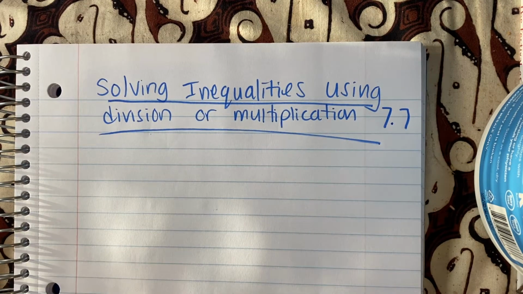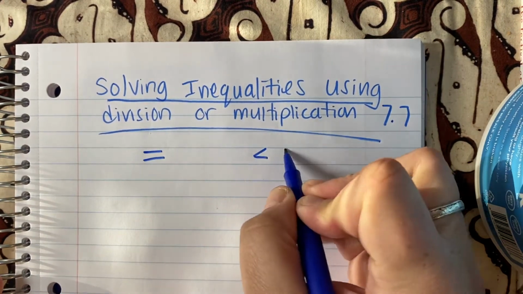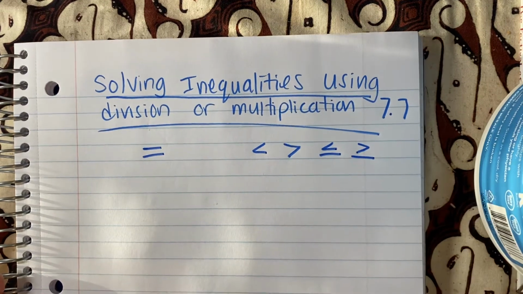So as you can see, inequalities are very similar to equations. Our rules and our steps are pretty much exactly the same. The only thing that's different is instead of an equal sign, we are now using less than, greater than, less than or equal, greater than or equal signs.